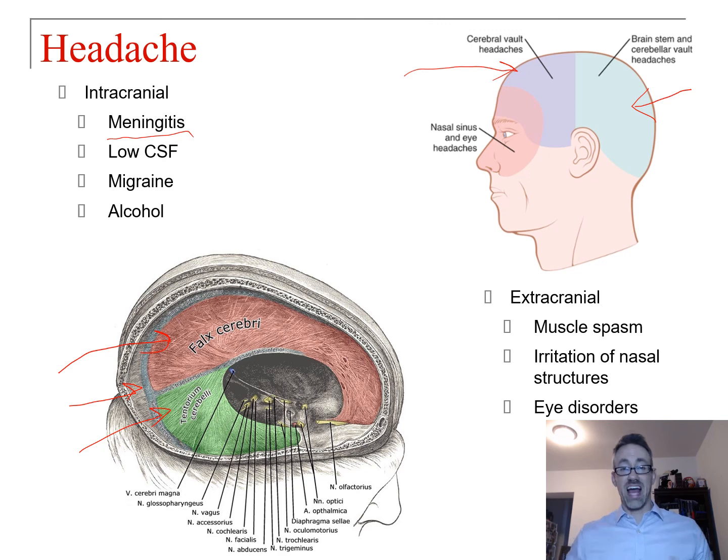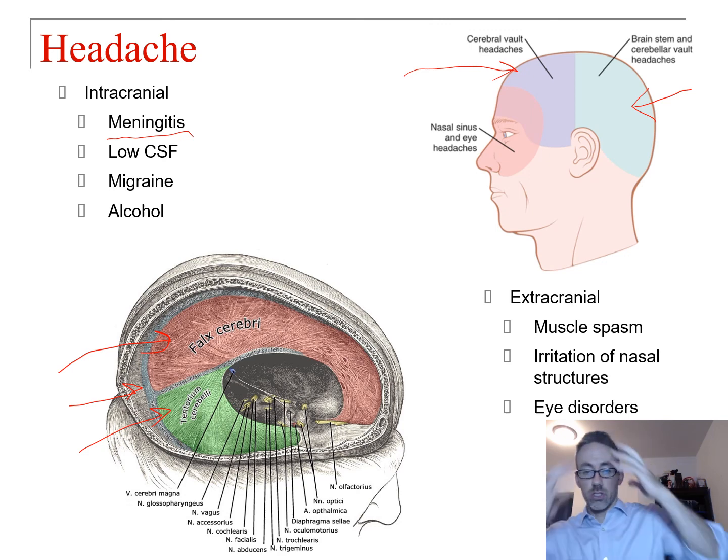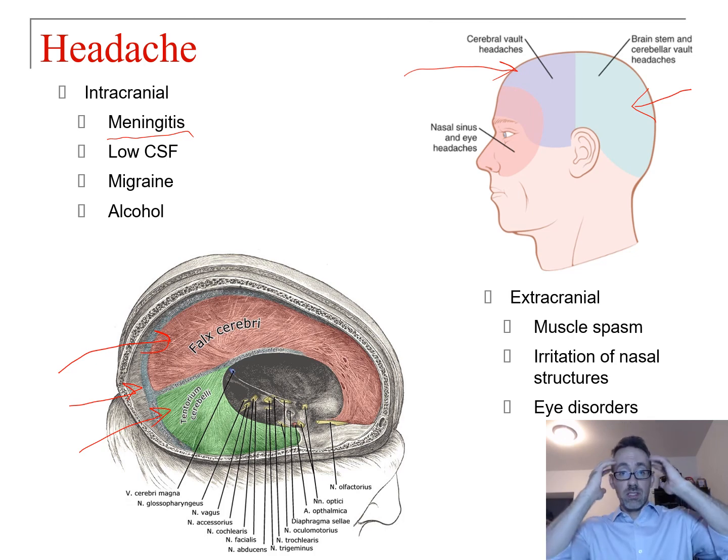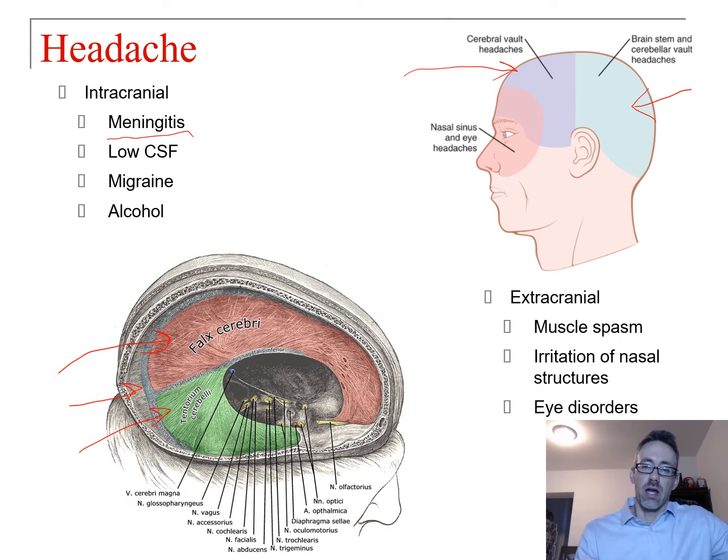In terms of things outside of the cranial vault, so more on the surface, outside of the skull, we have muscle spasms. So people who are stressed out, in one position, they rub their necks a lot. That can cause headaches, like tension type headaches, temporal type headaches. Irritation of the nasal structures, I talked about that with nasal congestion. And then eye disorders, so any kind of visual disturbances can cause headaches as well.